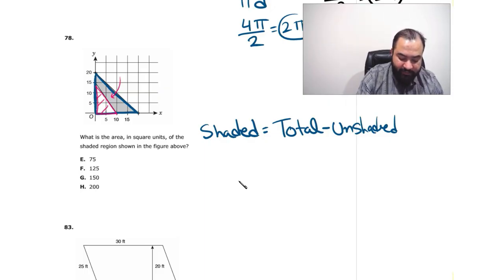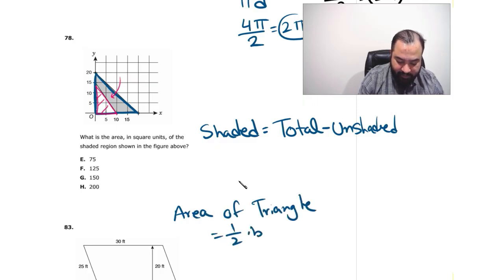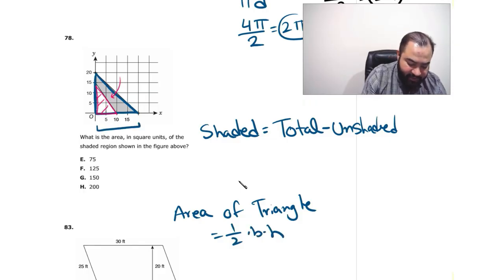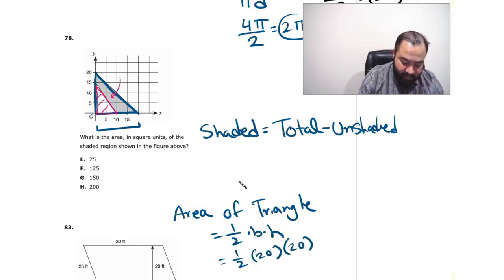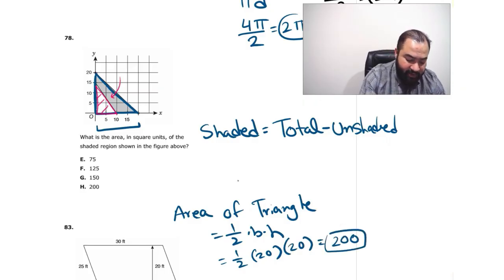How do we find the area of a triangle? Remember that the area of a triangle is half times base times height, right? So here the base is 5, 10, 15, 20. So half times 20 times the height, which is 20 as well. I'm finding the area of the big blue triangle. That's 200, right?